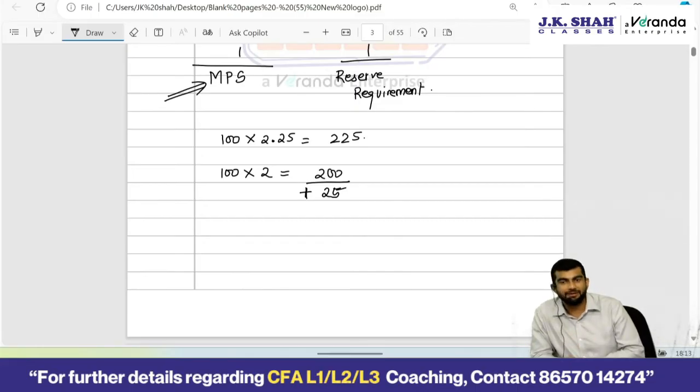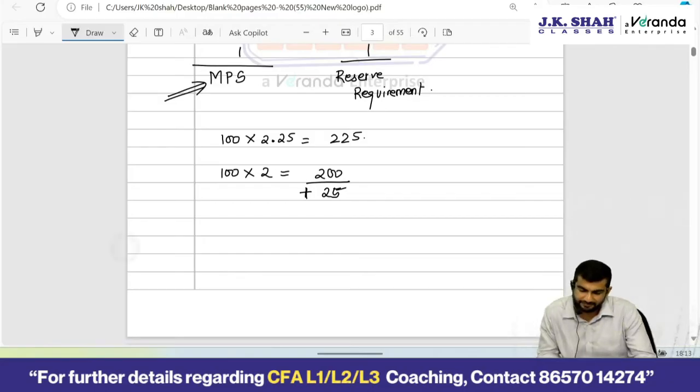Absurd, but yes, that was the concept. Balanced budget multiplier introduced by David Ricardo. Okay, Ricardian equivalence also it is called, Ricardian equivalence. Fine.